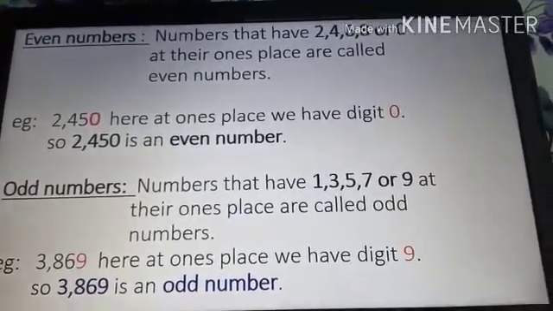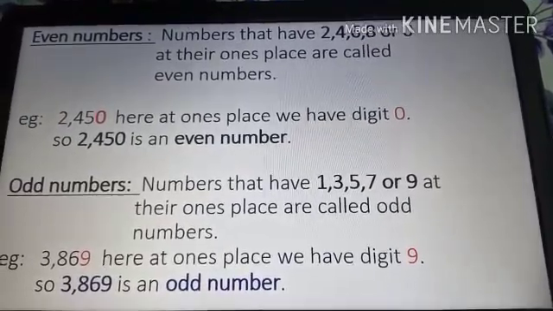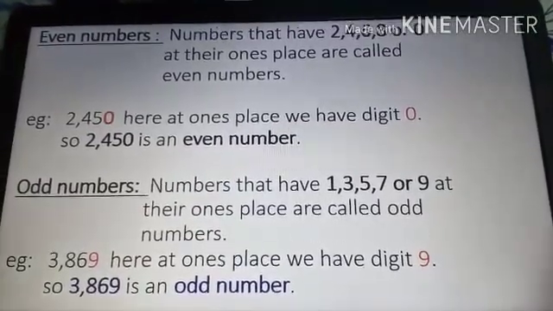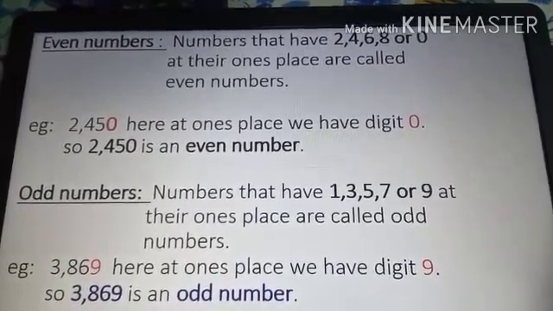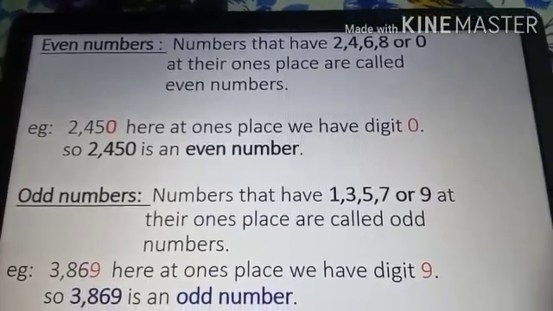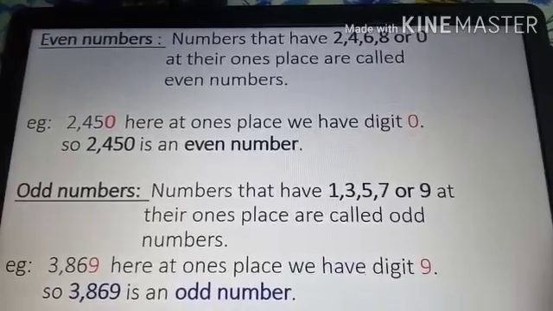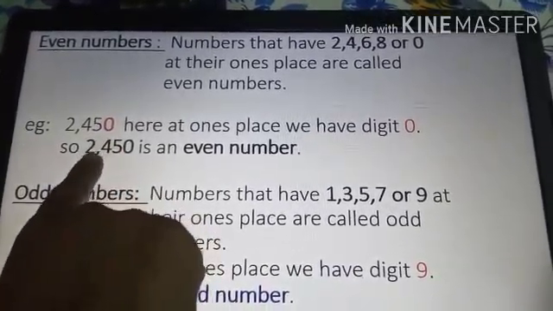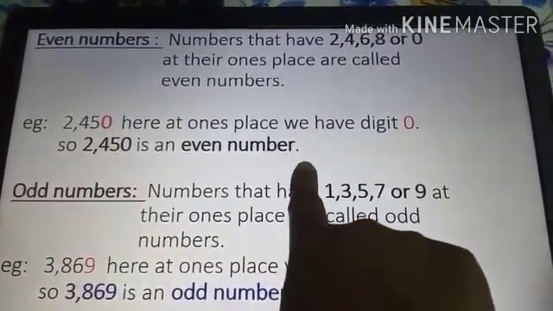What are even numbers? Numbers that have 2, 4, 6, 8 or 0 at their ones place. These numbers are called even numbers. Last day I also explained an example, and again I am explaining. You see there is a number 2460, and at the ones place what is there? Yes, it is 0. So the number 2460 is an even number.